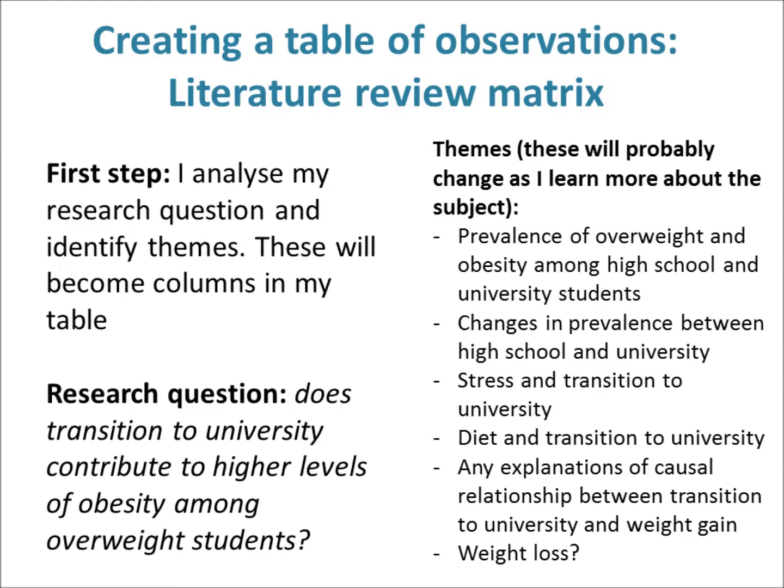Rather than focusing on the structure of the article, as in a mind map, we will now look at themes of interest for our research. First, I analyze a research question and identify themes. These will become columns in my table. My research question: does transition to university contribute to higher levels of obesity among overweight students? What I'm going to do is to break this question down into several themes I can think of right now. They'll probably change as I go, but it's a good start for the table.